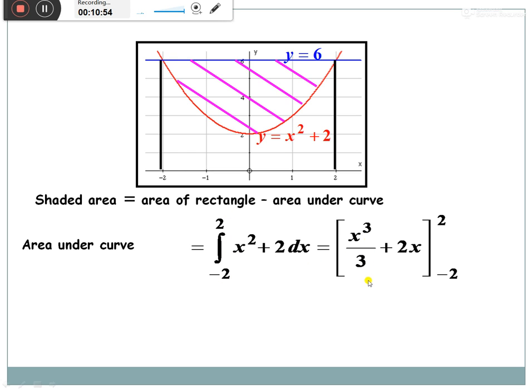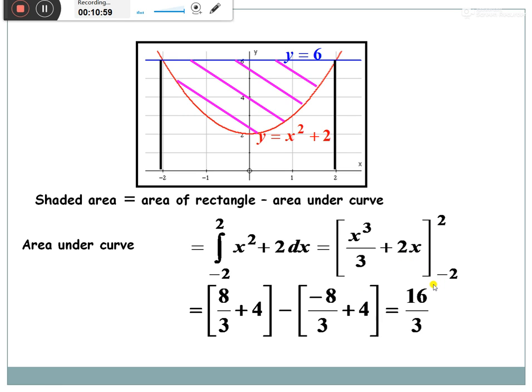Then integrate this: x cube by 3 plus 2x. Substitute upper limit minus lower limit. We get that is equal to 16 by 3. That is the area under this curve. That means this area is 16 by 3.